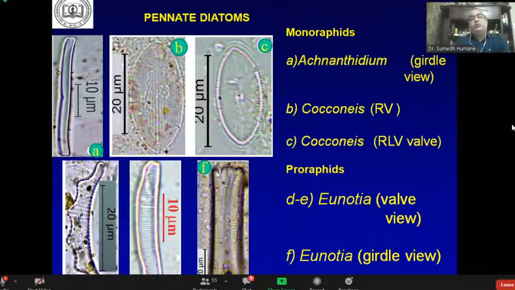That too, you can see it in the girdle view. This photograph F, Eunotia. Here you can see the girdle view. So in Eunotia, the raphe may not be seen.